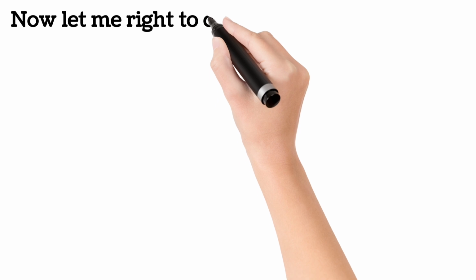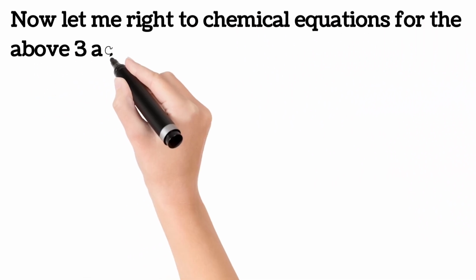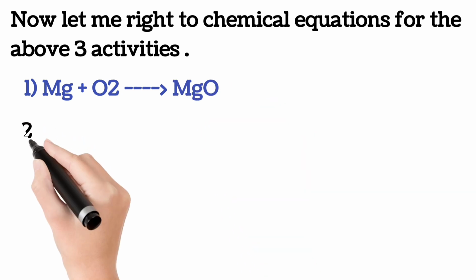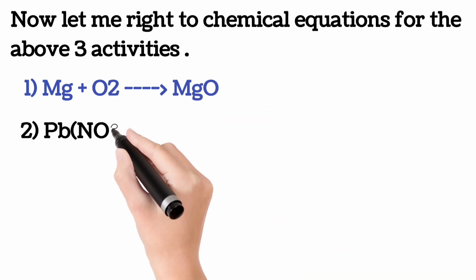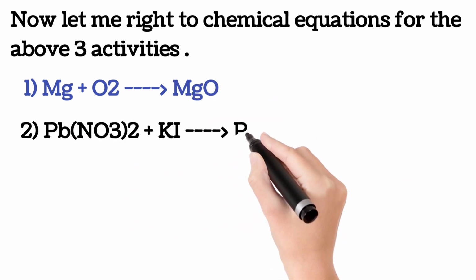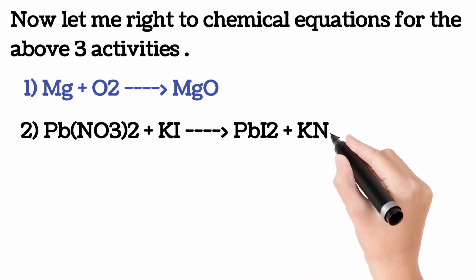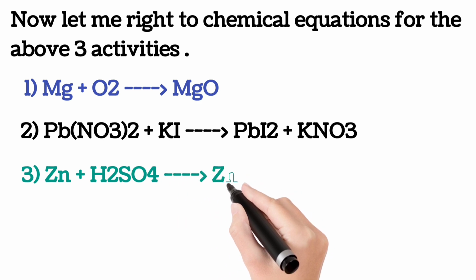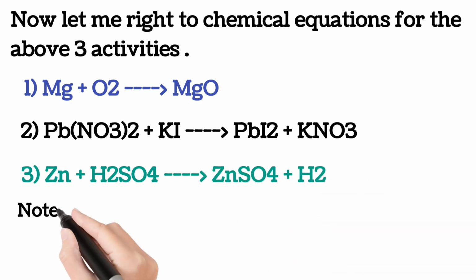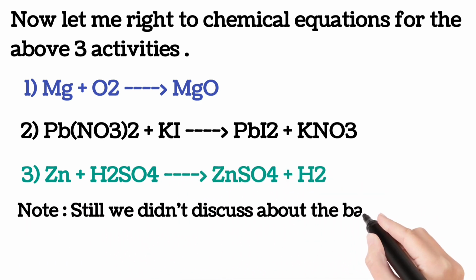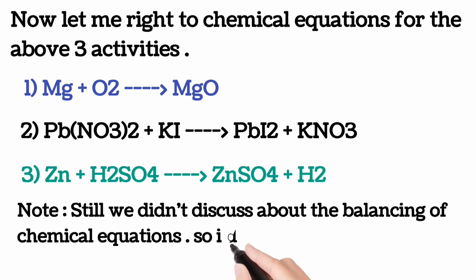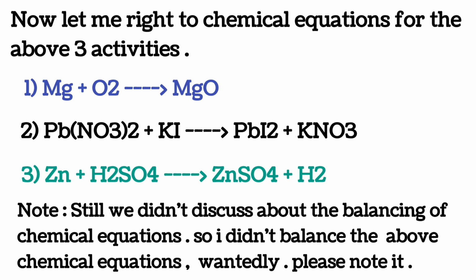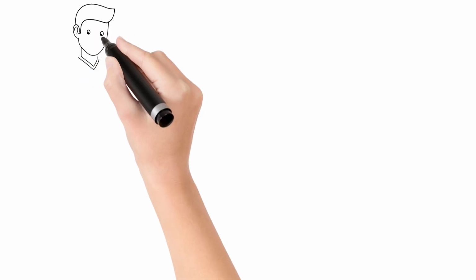Now let me write the chemical equations for the above three activities. 1. Mg plus O2 gives rise to MgO. 2. Pb(NO3)2 plus KI gives rise to PbI2 plus KNO3. 3. Zn plus H2SO4 gives rise to ZnSO4 plus H2. Actually, we still haven't discussed the balancing of chemical equations, so I didn't balance the above chemical equations on purpose. Please note it. Okay, this is our today's topic.